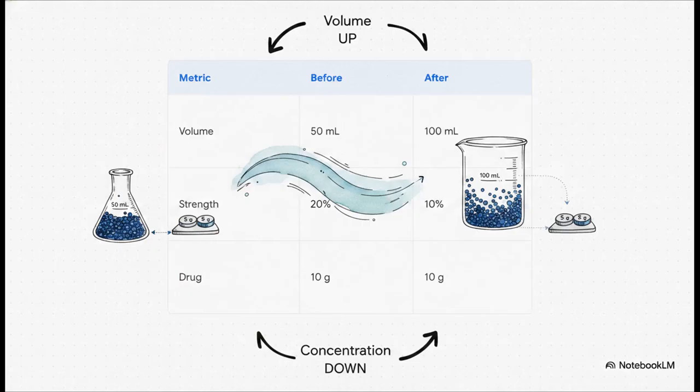Look at how perfectly this illustrates the inverse proportion we're talking about. Imagine starting with a volume of 50 milliliters at a 20% strength. That means you have exactly 10 grams of active drug. Now, if you add a diluent until the new volume reaches 100 milliliters, what happens? The volume has exactly doubled from 50 to 100. And because those 10 grams of active ingredient didn't change at all, the strength absolutely has to drop by exactly half, going from 20% straight down to 10%. It's an inverse rule. Volume goes up, concentration goes down.